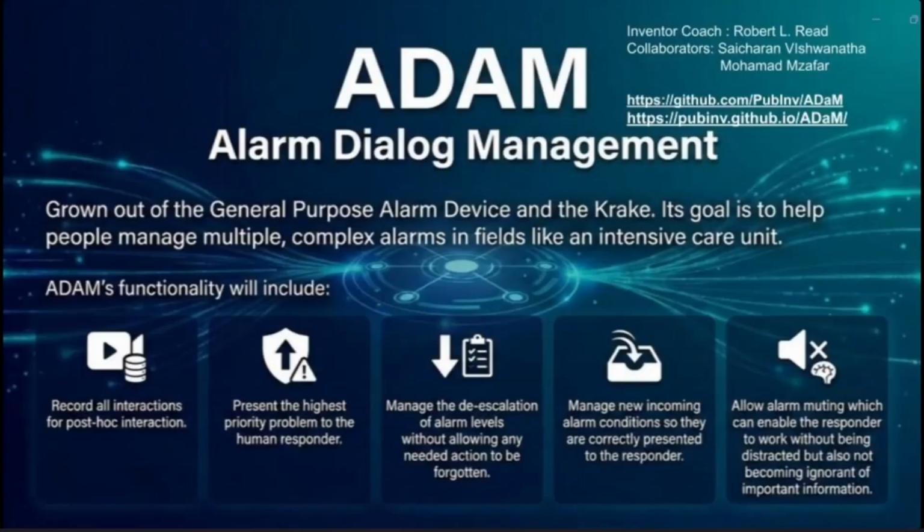This alarm management will have multiple functions, such as recording all interactions for post-hoc analysis, presenting the highest priority problem to the human responder, managing the escalation of alarm levels without allowing any needed action to be forgotten, managing new incoming alarm conditions so they are correctly presented to the responder, and allowing alarm muting so that if there's a higher severity alarm, the operator can mute whichever annunciator they're working with so that they can focus on the higher priority alarm first, and then they can go back and check if any other alarms came in while the operator was working.